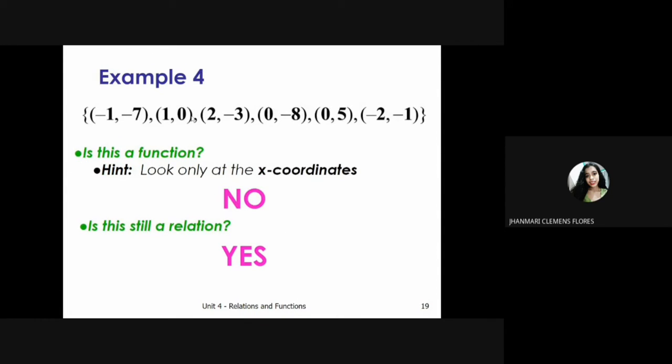Then here, the next one. Okay, it's not a function. But it is a mere relation. It is a relation because we can still use these and it's still represented as ordered pairs. Why is it not a function? Look at that. 0, 0. That's automatically not a function. There's no function right here.